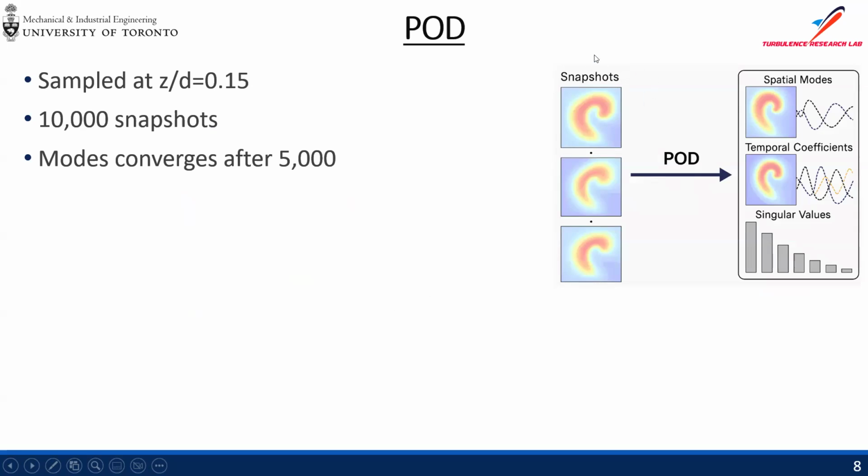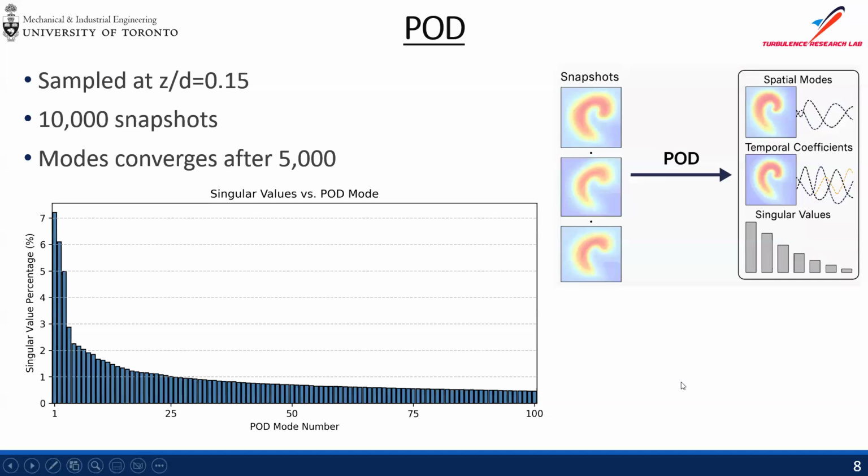The snapshots are primarily 2D planar data. This is why it's great for experimentalists, who quite often have, say, PIV results. In this case, we're sampling at basically the mid-span. We took 10,000 snapshots. Luckily, it did converge conveniently after 5,000, which is good. Nobody wants to do 10 million snapshots before their POD results converge.